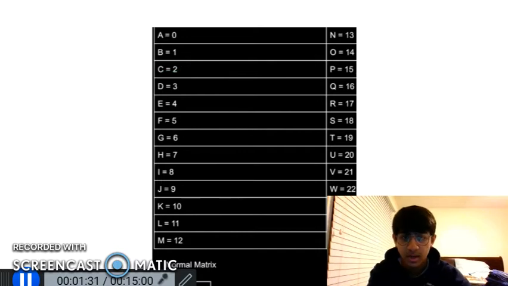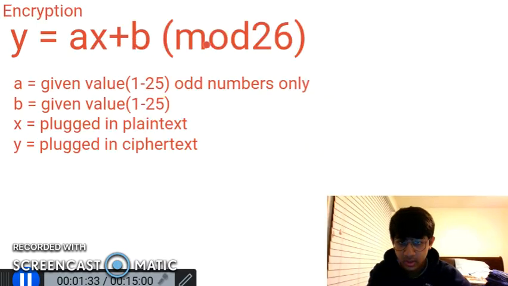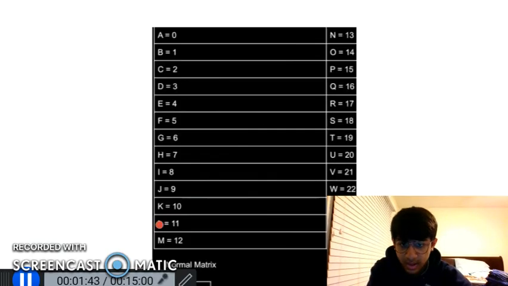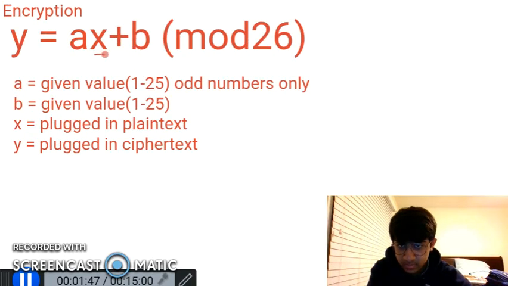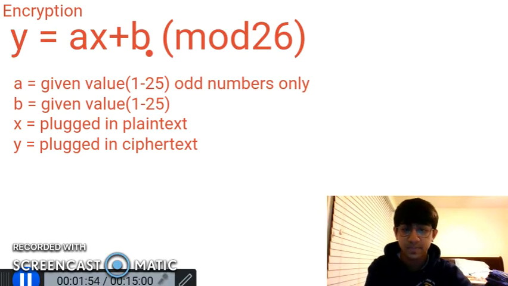So when you're plugging in values right here, let's imagine that you wanted to plug in M. So X, the letter they give you, M, is X. So you have to find M, which is going to be 12. And so right here you plug in 12. Then with the A and B given, you multiply, you solve the equation, and you get your answer.